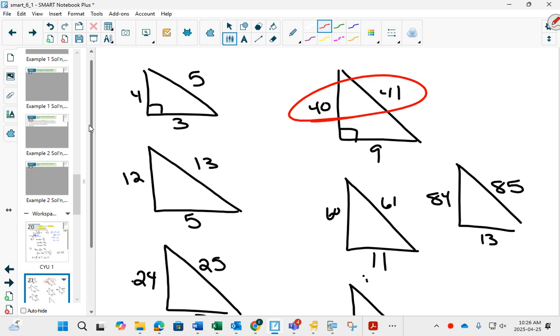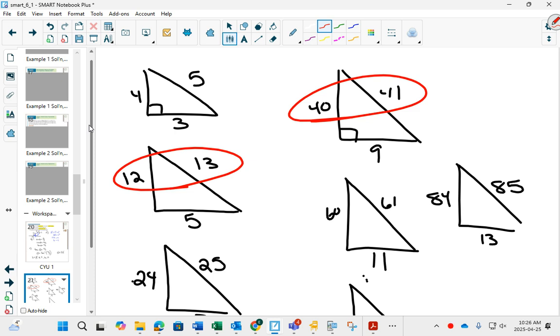That works for the other ones too. Is there some connection between the 5 and the 12 and 13? What is it, 7? The two numbers added together is the square of the bottom. Yeah, 12 and 13 is 25, which is 5 squared.